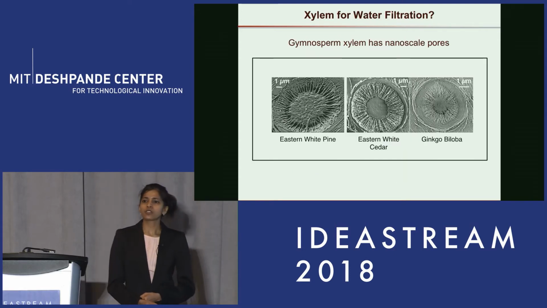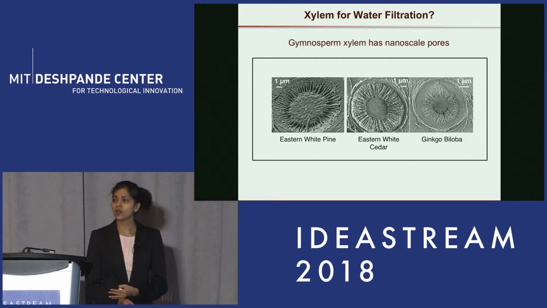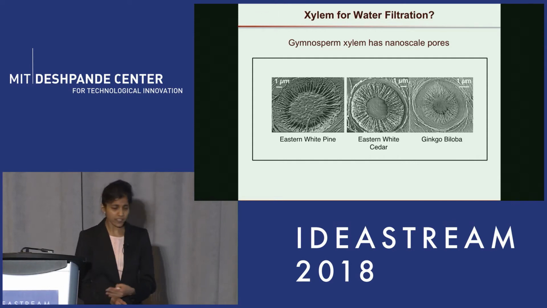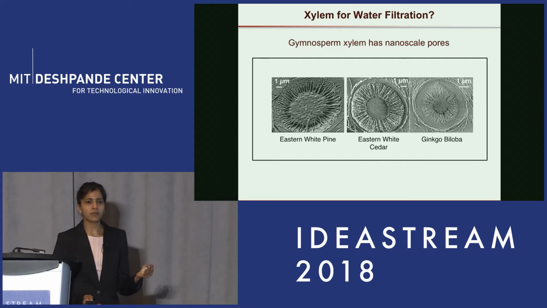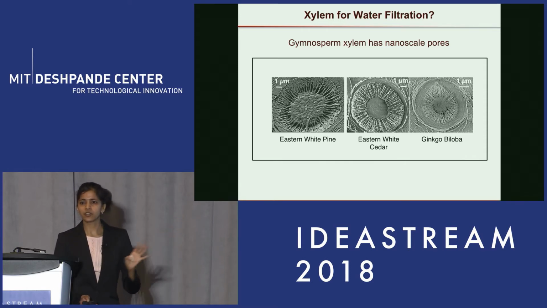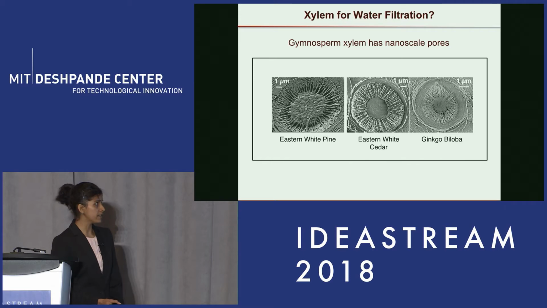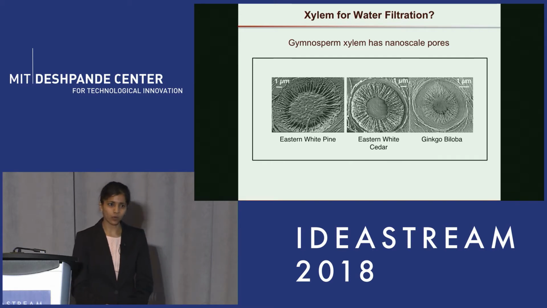If we zoom into the structure of these pores further, then we see that these pores have a size scale of a few hundred nanometers, depending upon the tree species. So here are SEM images of some of the very commonly available conifers like eastern white pine, cedar, and ginkgo. And the sizes of these are in the range of 200 to 500 nanometers, which is way smaller than the length scale of bacteria and protozoa that are present in water.